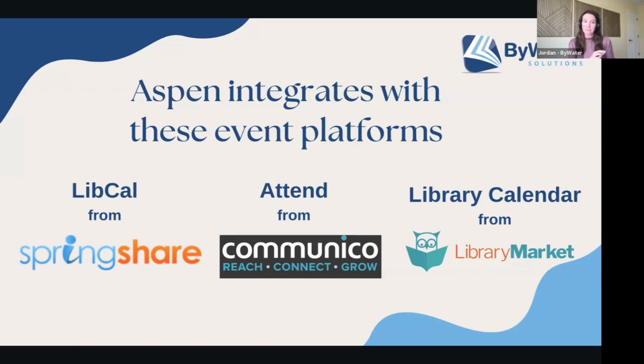The first is LibCal from SpringShare, and we have a great API integration with them. The second is Attend from Communico, and we have a brand new API integration with them. So we just went live on that a month or two ago, but also lots of bells and whistles. It's great. The third one is Library Calendar from Library Market. This one's a little bit more limited because they don't have the same extensive APIs that the others do, but anyone that has Library Calendar, you can do almost all of the same things within Aspen Events.